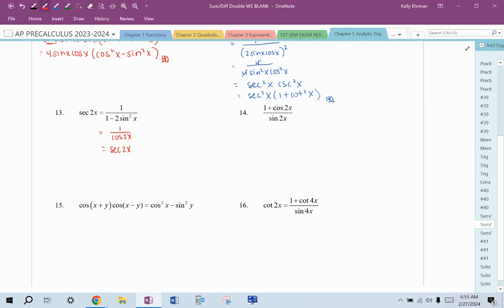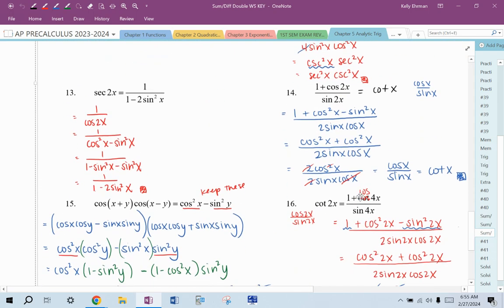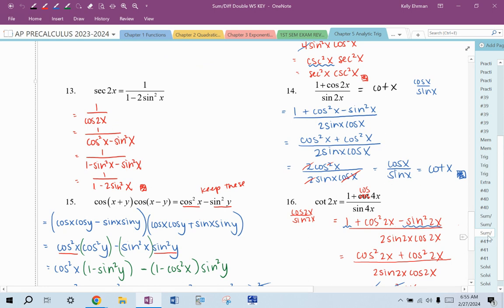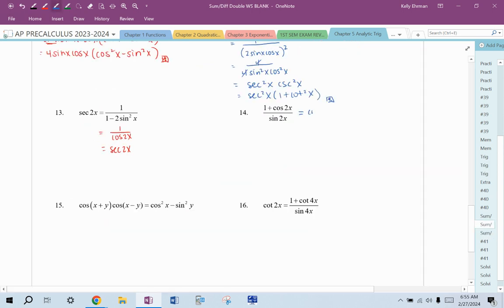Okay, for number 14, oh, this doesn't say that it's equal to anything. That's a problem. Let me see what it's supposed to be. It's supposed to be equal to cotangent x. Okay, so let's start on the left side since there's not much to do on the right. Change cosine of 2x to cosine squared x minus sine squared x. Sine of 2x is 2 sine x cosine x.